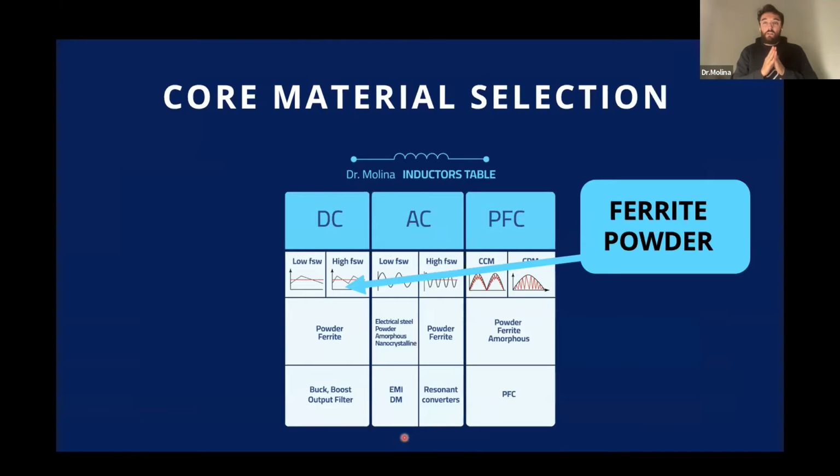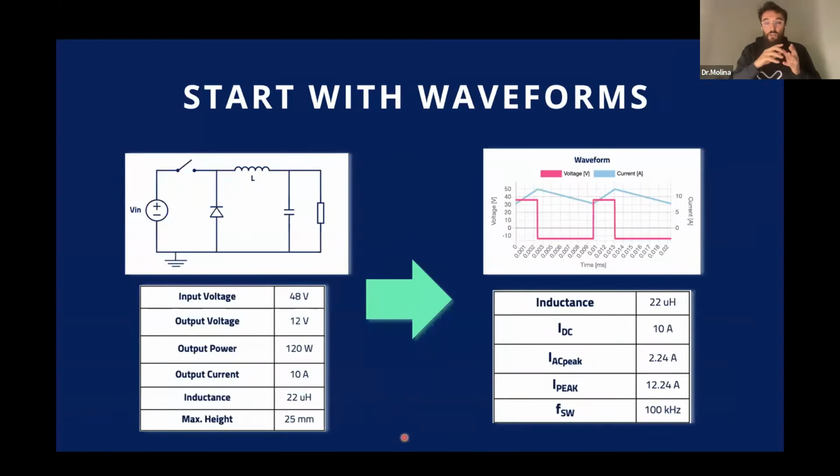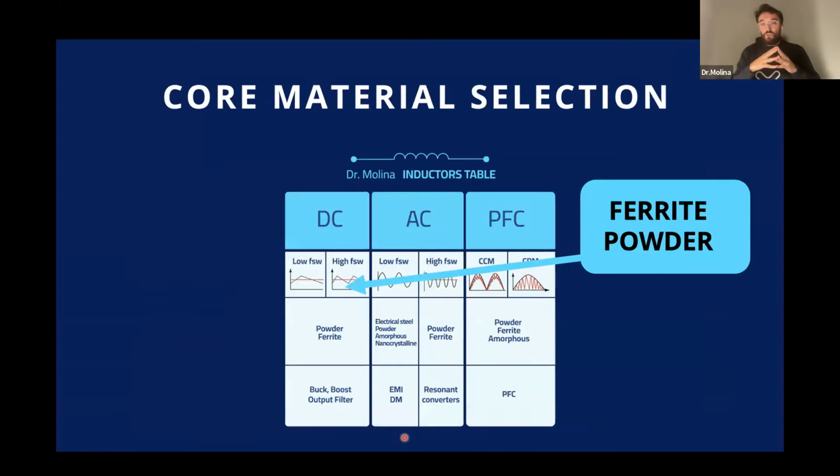Now I have the information about the inductance, the current, the waveforms, and the power of the converter, and I go to the table to choose the material. If I check for the DC high frequency case, I have 2 options, ferrite and powder material. Then I'm going to call my friend Lucas, who is going to give us some light. Why will we choose ferrite or powder material in this case?